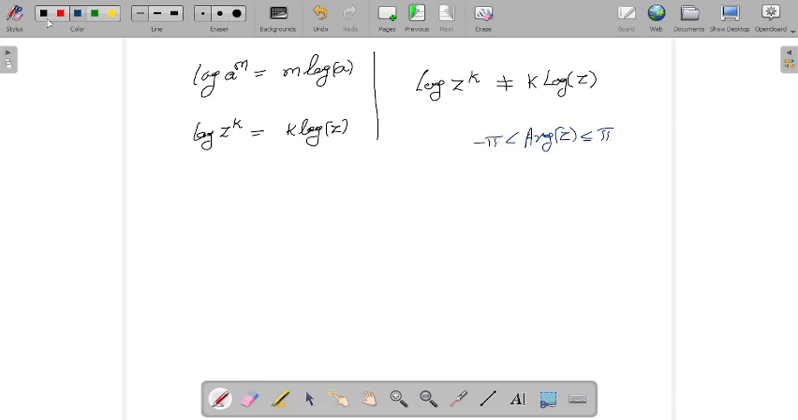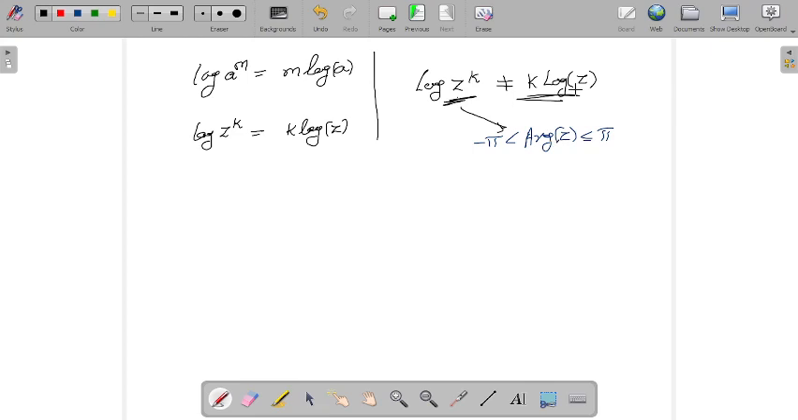But the moment you multiply with k, this argument may go beyond pi, or it may come below minus pi. So in that case, here you'll have an expression whose argument lies between these two, whereas here you'll have an expression whose argument may go beyond it. Why? Because you're multiplying with k. So in that case, they may not be equal.